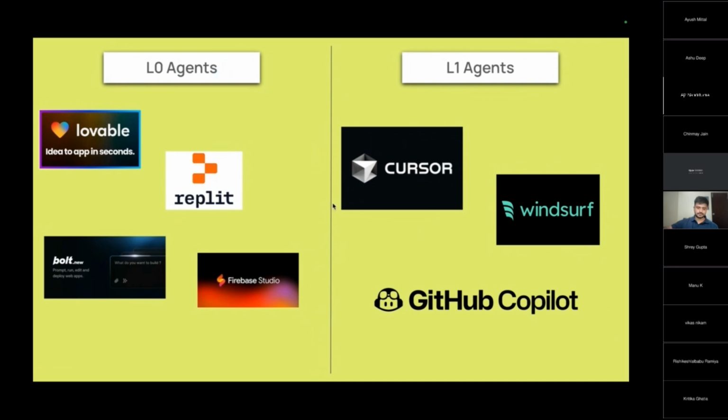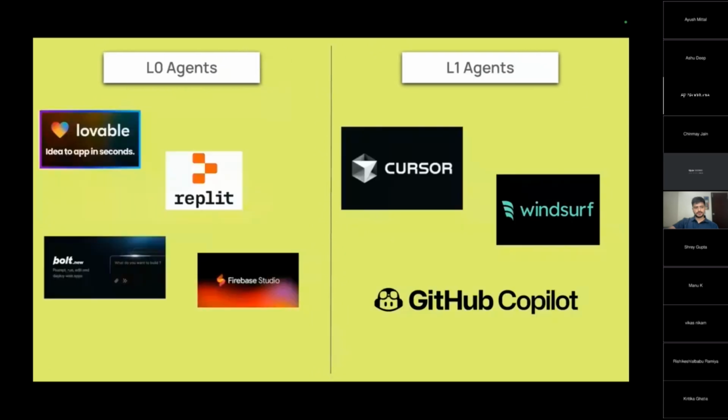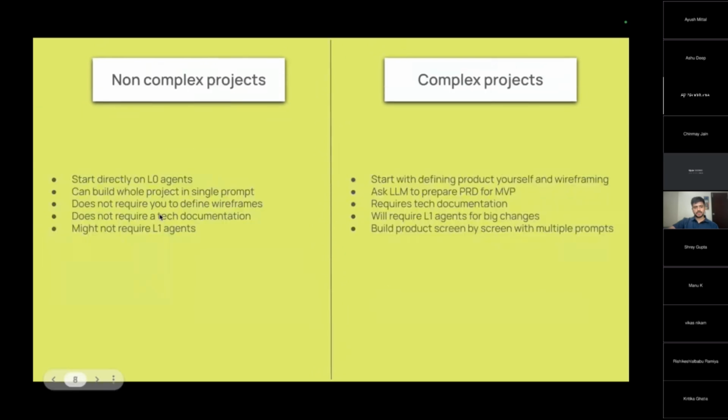So as I spoke about non-complex projects and complex projects, right? For a non-complex project like a simple to-do list, you can start directly on L0 agents. You maybe don't even need a PRD. You can just add a prompt in these tools saying build a to-do list for me, and they'll do a good job. So basically, you can build the whole project in a single prompt.